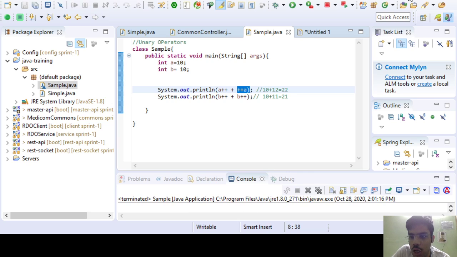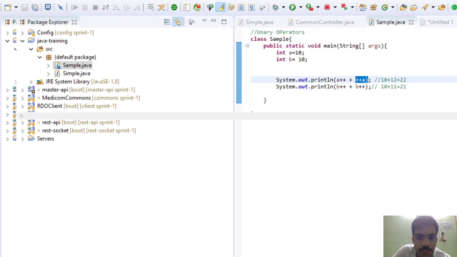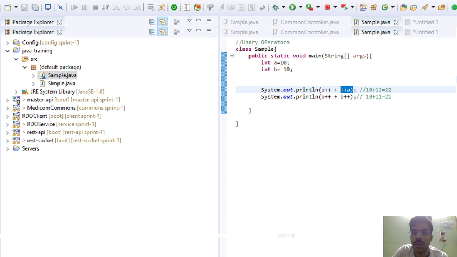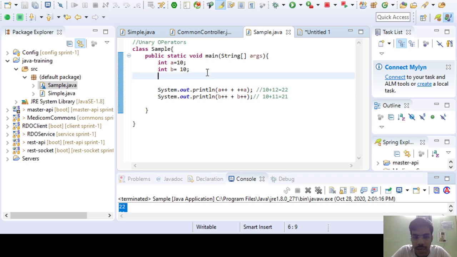Okay, we got the output 22, 21. See, we got the same output for both. This is a unary example. There are many other unary examples, like the tilde symbol and exclamation mark.